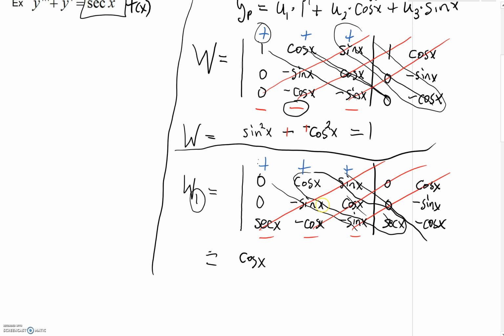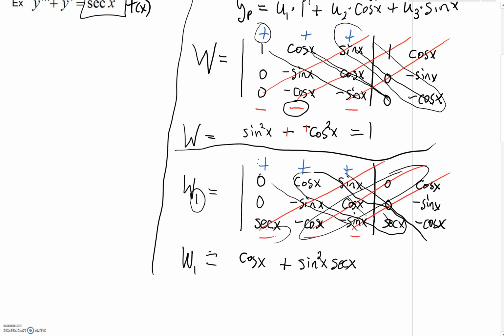We'll have secant times negative sine times another negative. A negative and a negative turn into a positive. And you'll have sine squared. There are two of those. Then you'll also have that secant right there. Look, this next diagonal multiplies to a 0. It's gone. And the last one works out. So that's your W sub 1, isn't it?